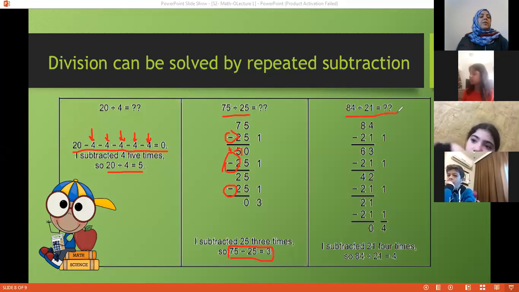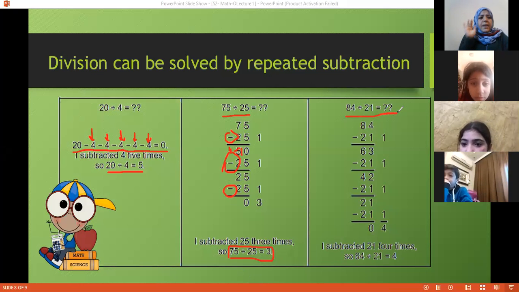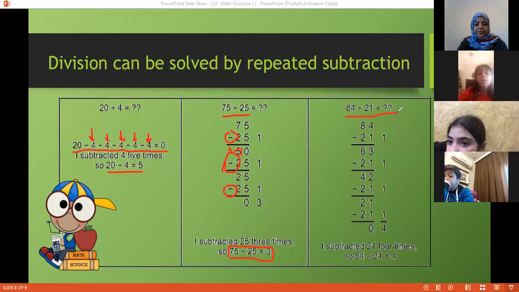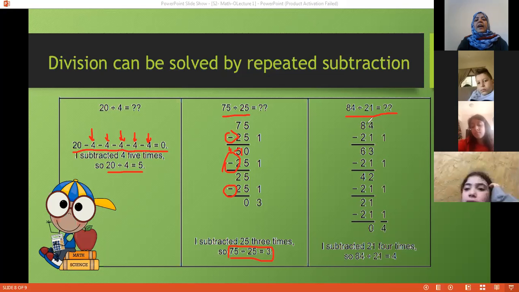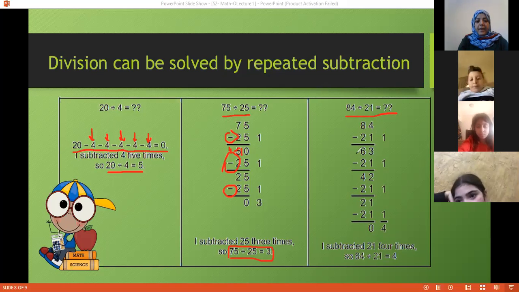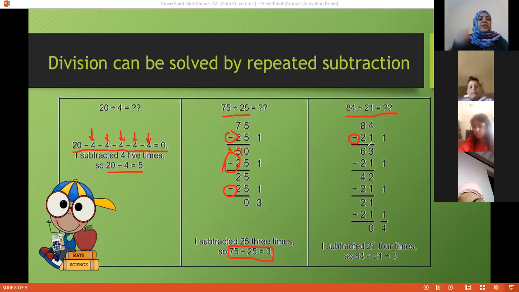84 divided by 21. For the first time, you see it's a big number. I can't do this, but using subtraction, you can do it very easily, right? We can count the minuses that we have and get the answer from it. Exactly. That's why using subtraction is very easy. Help me. 84 minus 21 is 63. So this is the first subtraction. So 63, I'm going to subtract it one more time. Minus 21.